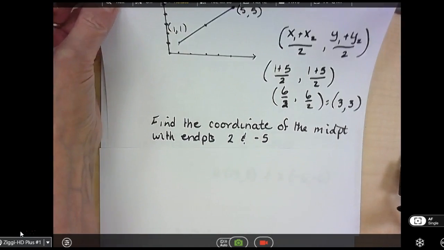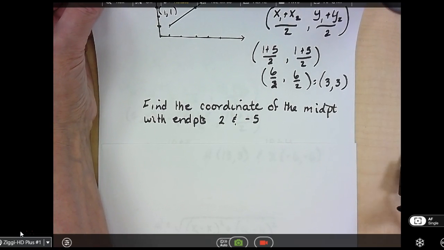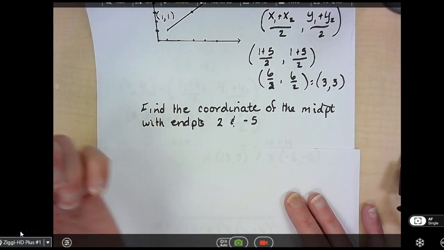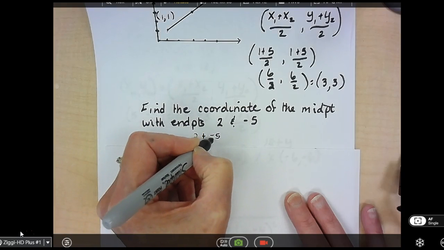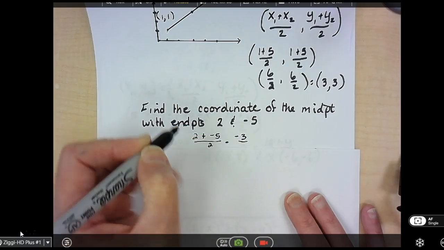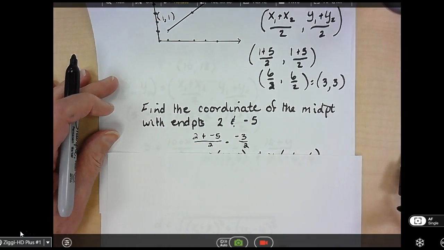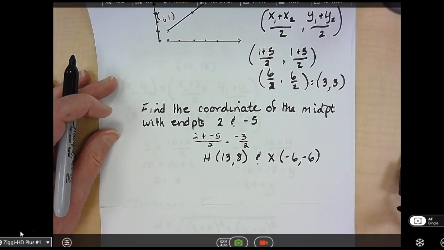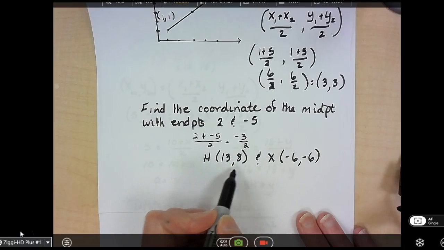So find the coordinate of the midpoint with endpoints at 2 and -5. So you want to take 2 plus the -5 divided by 2, so -3 halves. If you have coordinates, you want to do x values first, and it's always x, then your y.